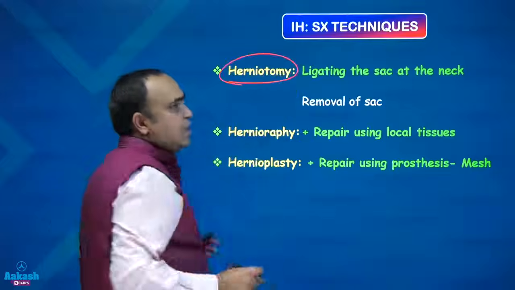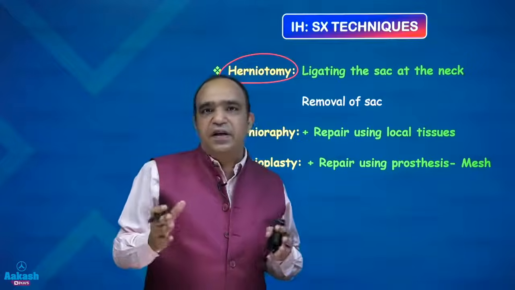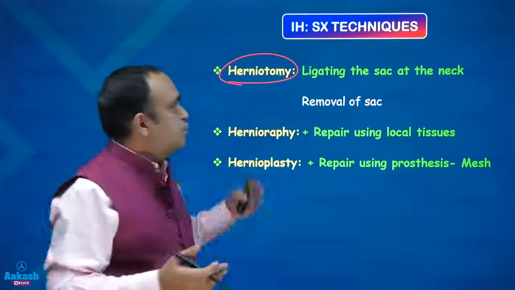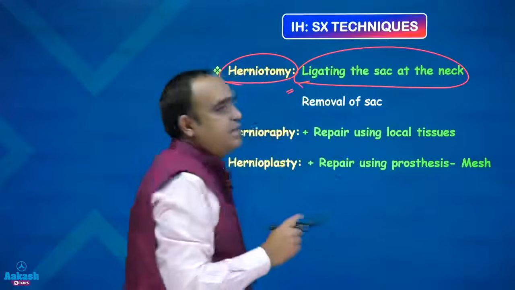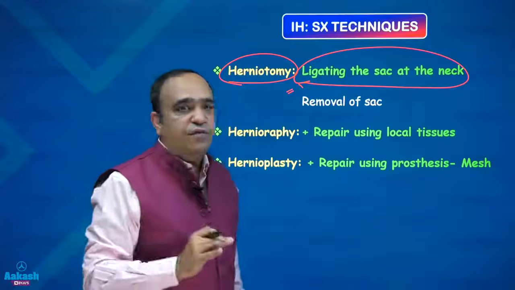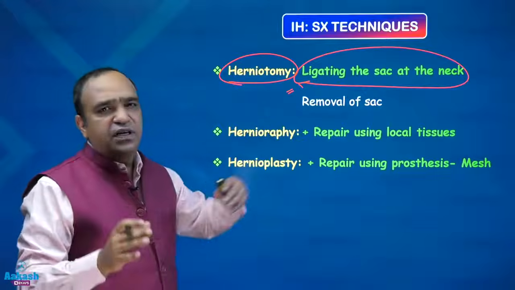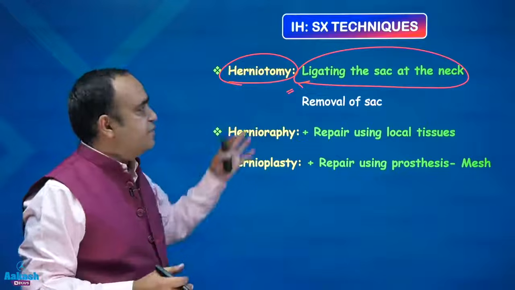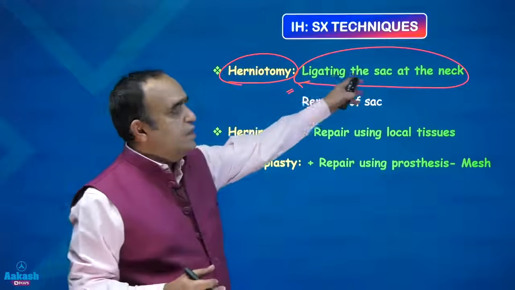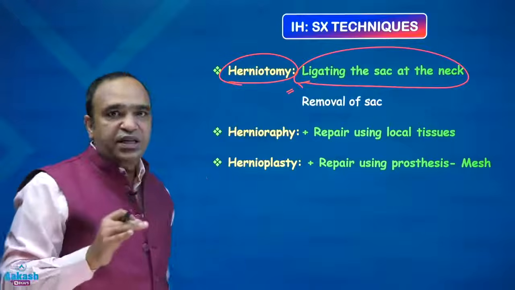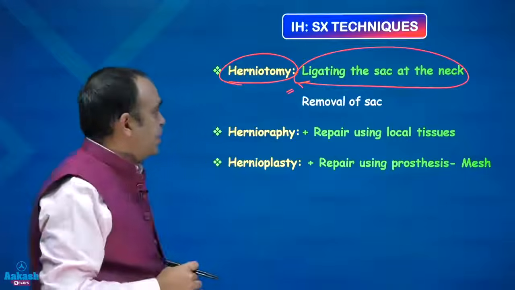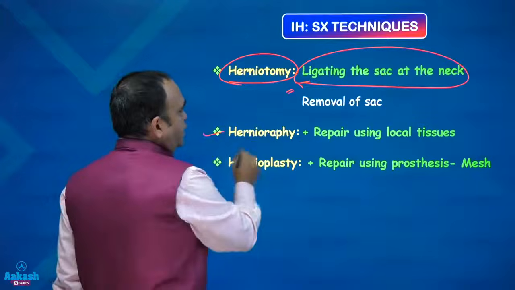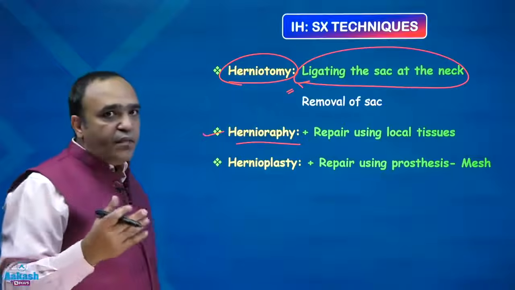Herniotomy, as you know, the 'otomy' anywhere means opening and closing. So we open the sac, reduce the contents and ligate the sac at the neck of the hernial sac, and if there is extra redundant sac, we remove it. That is not necessary. This is most important: opening the sac if required, or reducing the sac completely along with the content.